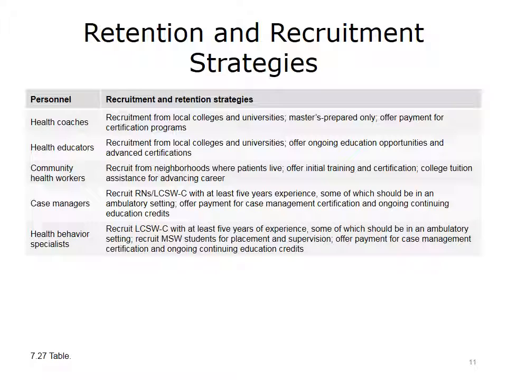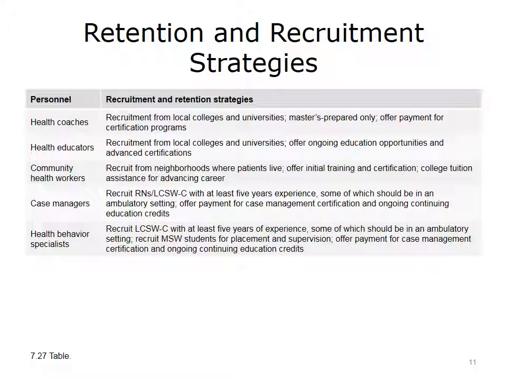The same is true for health educators. Health educators are often coming from colleges and universities locally with a master's degree in health education. J-CHIP offers ongoing education opportunities for them to obtain some continuing education credits and to obtain some advanced certification.